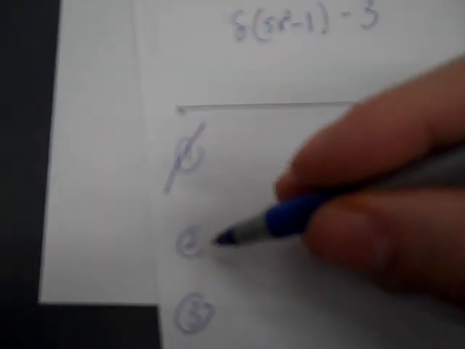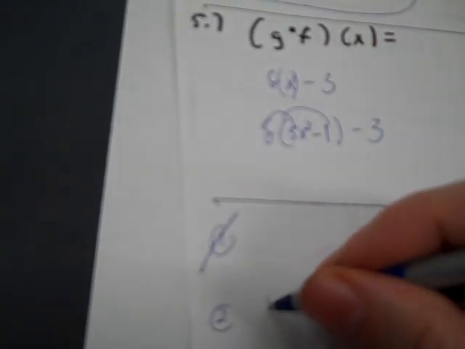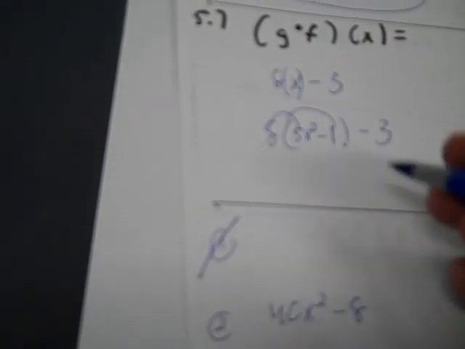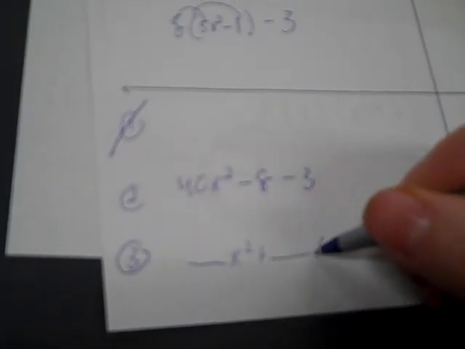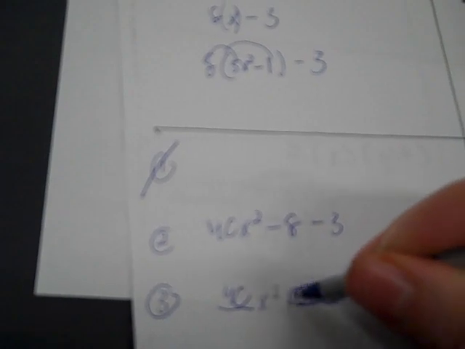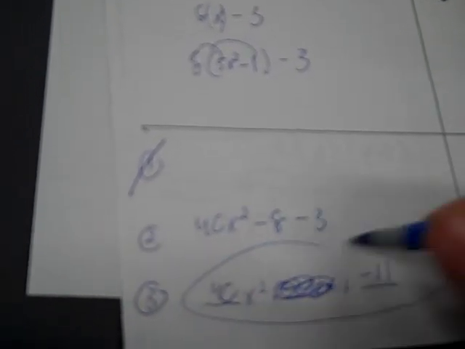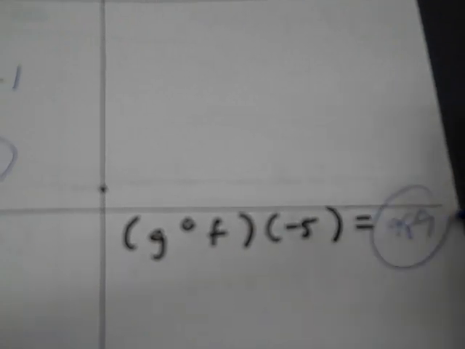Now, this one we can get rid of step 1 because the power is on the inside, just to the x. Step 2, you got to distribute the 8. So that's 40x to the second minus 8 and then minus 3. Now collect like terms. Okay, x squared, we got 40. You don't have any x's, and then negative 11. Okay, then insert your negative 5. $989. Okay.